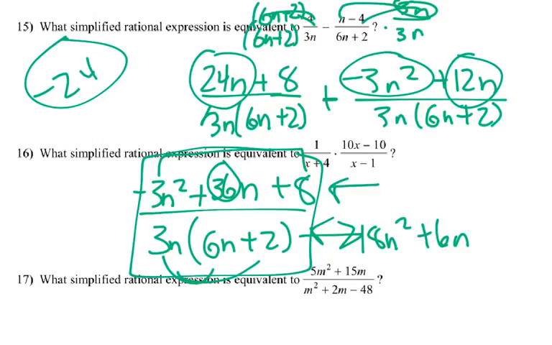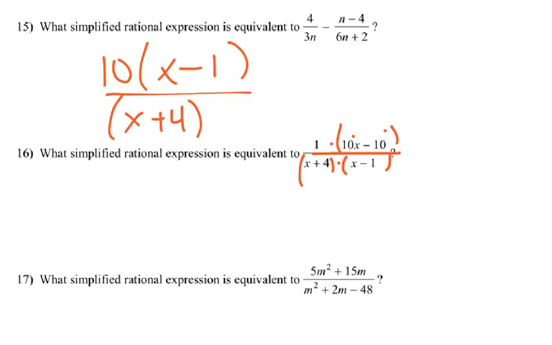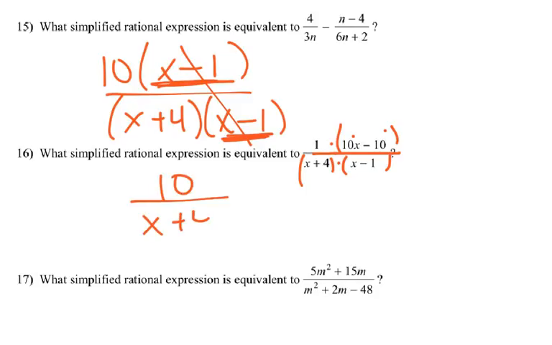Okay, now with multiplication, much easier to deal with, okay? Because we don't have to find common denominators. We just think of it as one fraction, and we simplify. Now, 10x minus 10, we can pull a 10 out of that, right? So we'd have 10 times x minus 1 over x plus 4 times x minus 1. Now we have a package deal, or battle buddies, on top and bottom, so we can eliminate those, and we're left with 10 over x plus 4. And that's our answer. Okay?